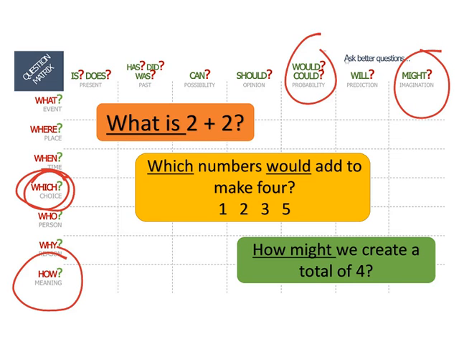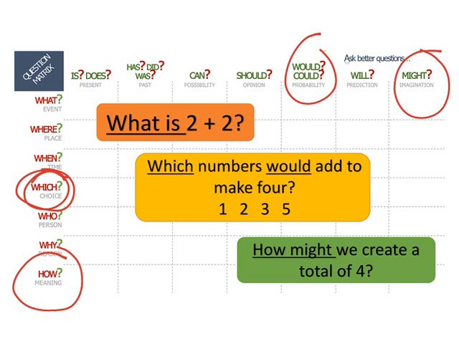It doesn't just have to be 4 apples. It could be 4 meters, 4 centimeters, 4 miles per hour. It could be lots of different things. So it's much more open-ended, and this really develops the child's deeper thinking.